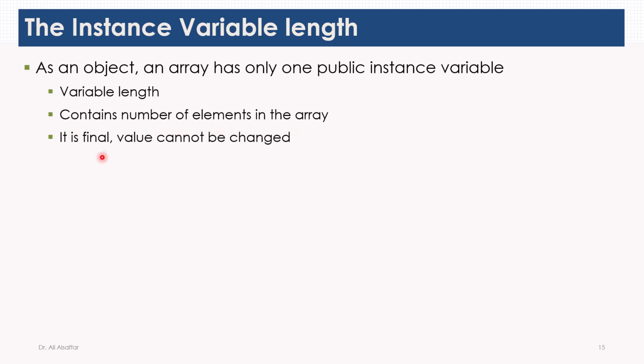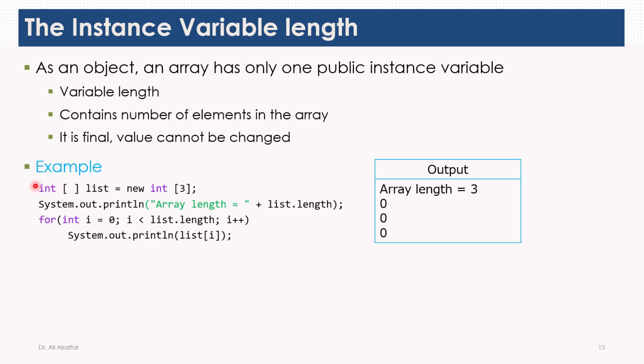This instance variable is final, that means it is constant and its value cannot be changed. Therefore, you can use it for reading, and especially you can use it inside loops if you want to go over the array from the beginning to the end. Here is an example showing you how to reference the length of an array. In this line, we are creating an array of integers of size 3. Now, when we ask you what is the length of this array, then the answer will be 3.